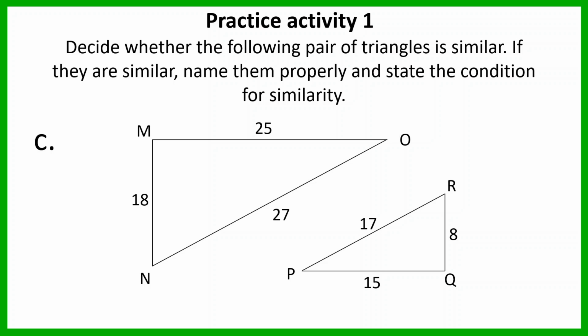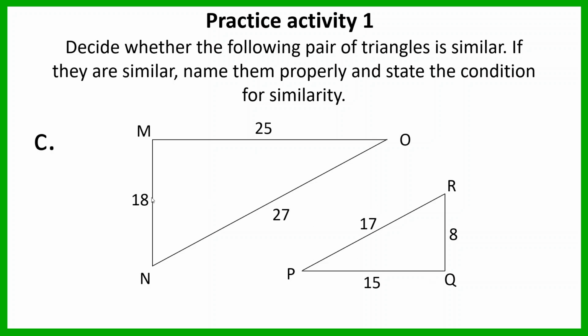So if we look at the sides in these two triangles, the longest side here is 27 and the longest one here is 17. The shortest side here is 18 and the shortest one is 8. Here the medium sized one is 25 and the middle one here is 15.